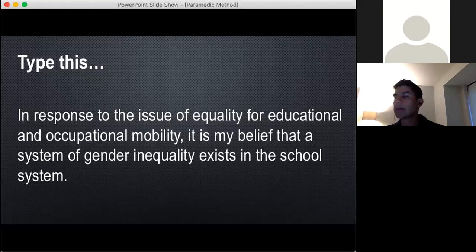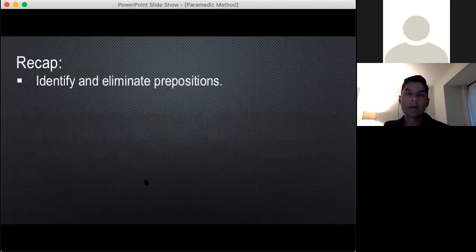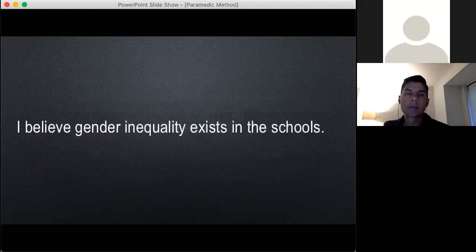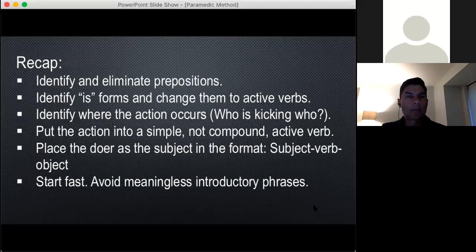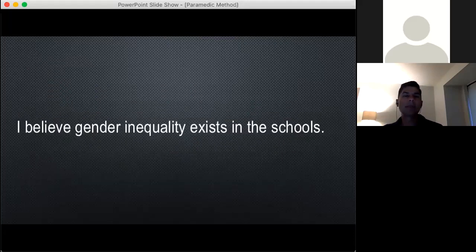And then we can replace school system by generalizing all schools, because the school system will be all schools, right? So therefore, I believe gender inequality exists in the schools, right? So that's one form. There are different forms that you can use. So that is the Paramedic method. It's very useful, and I have a handout.